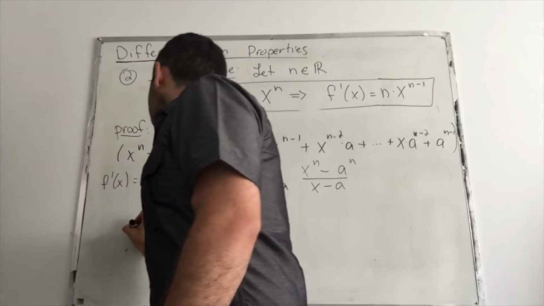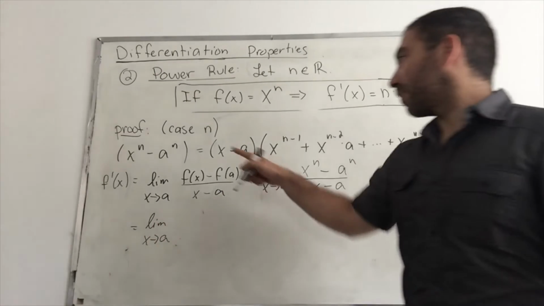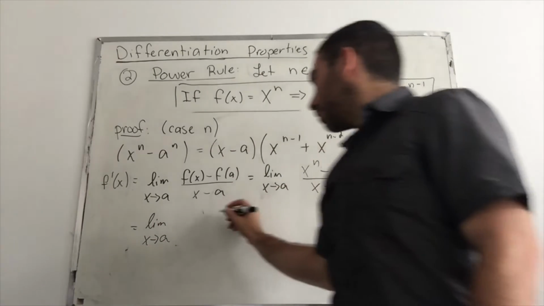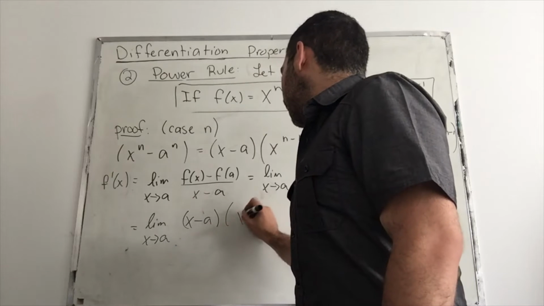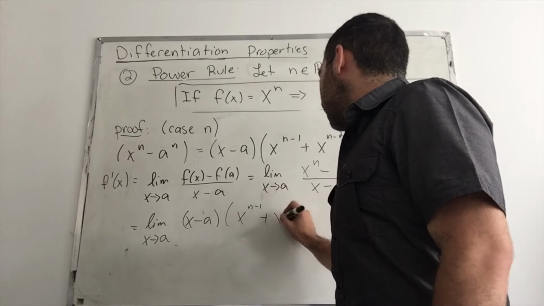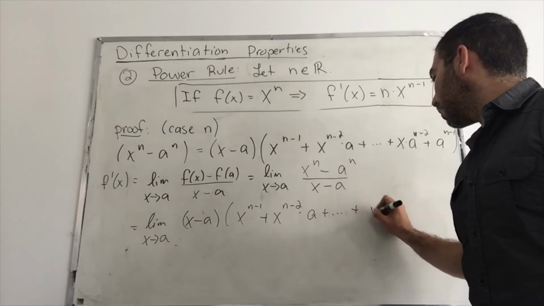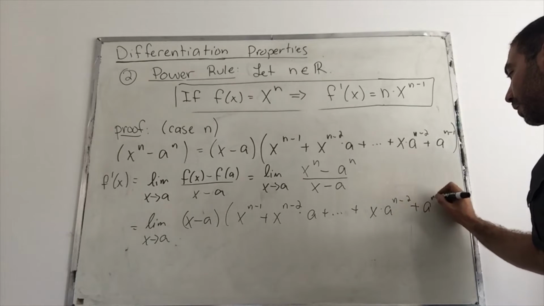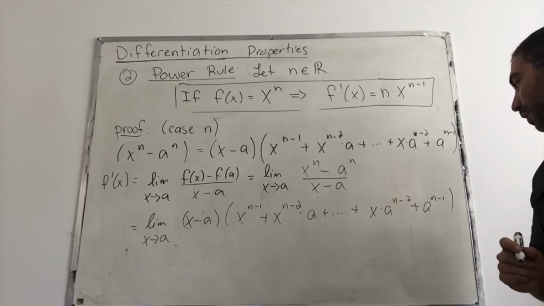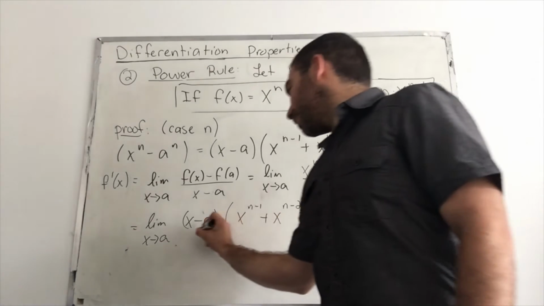So I'm just going to substitute our property here. We have x minus a in brackets times x to the n minus 1 plus x to the n minus 2 times a plus dot dot dot x times a to the n minus 2 plus a to the n minus 1, all this over x minus a.